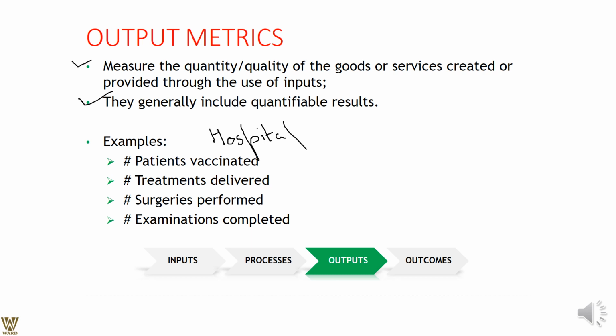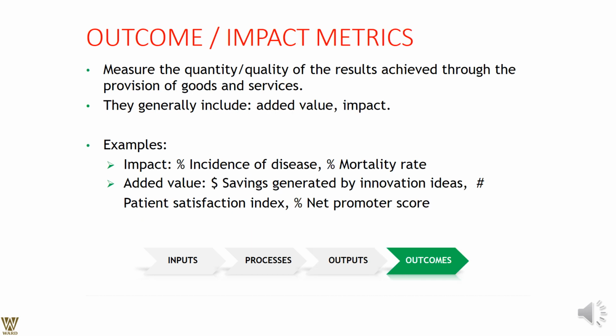It gives me a figure which is much more relevant, much more understandable and comprehensible in the longest run. So outcome or impact metrics measure the quantity and quality of result achieved through the provision of goods and services. They generally include added values and impact. Let us continue with the same example of a hospital: the incidence of the disease, the mortality rate, and the added values in terms of savings as far as innovation ideas are concerned, and net promoter scores.